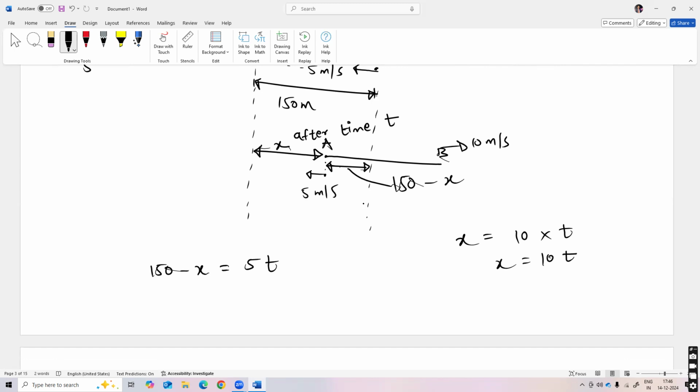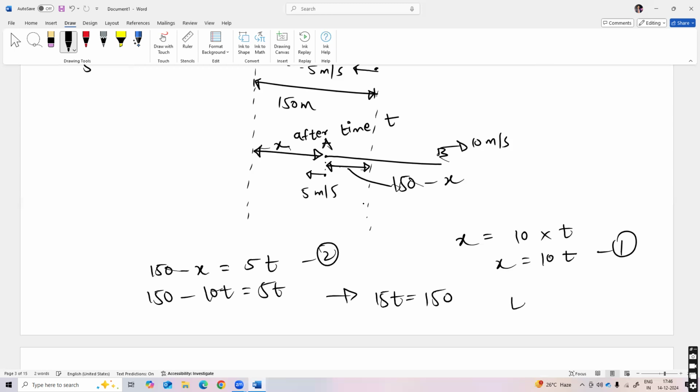So we got two equations. First is x equal to 10t. Second is 150 minus x is 5t. Here we will put equation number 1 into equation number 2. So x is equal to 10t, and we get 150 minus 10t is equal to 5t. That will give us 15t is equal to 150. Therefore, time t is equal to 10 seconds. So the time taken by the bird to cross the train is equal to 10 seconds.